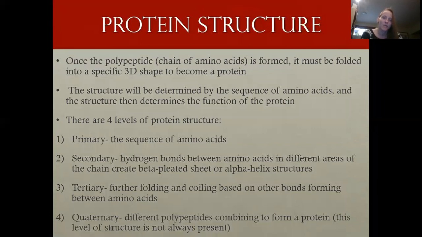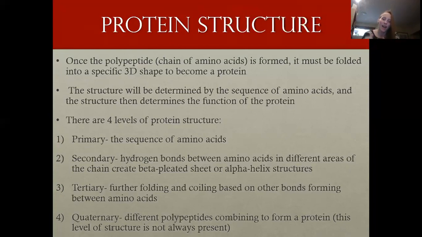Okay, so like I said, once the chain of amino acids, which is the polypeptide, is formed, it needs to be folded up to become the protein. And so there's 4 different levels of protein structure. The primary structure of a protein is just the sequence of amino acids. So what order are the amino acids in? The secondary structure is any hydrogen bonds that form between the amino acids that aren't beside each other.